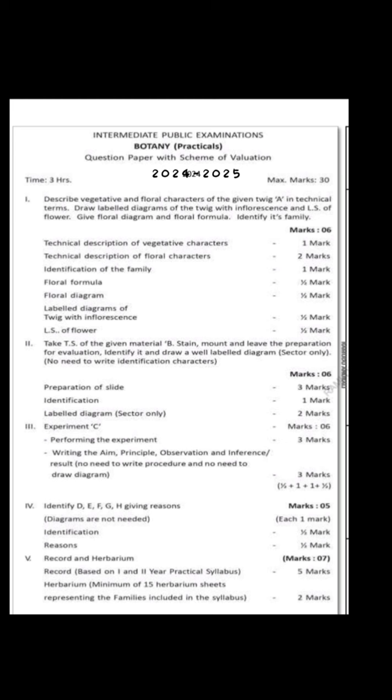So first section carries 6 marks, second section carries 6 marks, third section carries 6 marks, fourth section carries 5 marks, fifth section 7 marks, from which 5 marks for record, 2 marks for herbarium and viva voce.